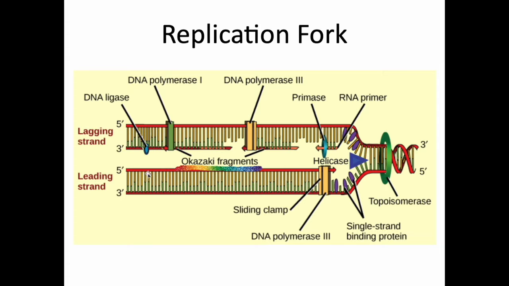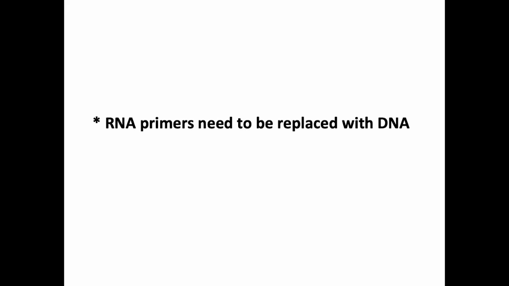It's all Roman numerals by convention. If you're curious, there is a DNA polymerase 2. It's beyond the scope of an intro course. So in our intro biology, we're only going to talk about Pol 1 and Pol 3. Pol 3 was responsible for building all this DNA, Pol 1 is just going to replace RNA with DNA. So let's take a look at this.